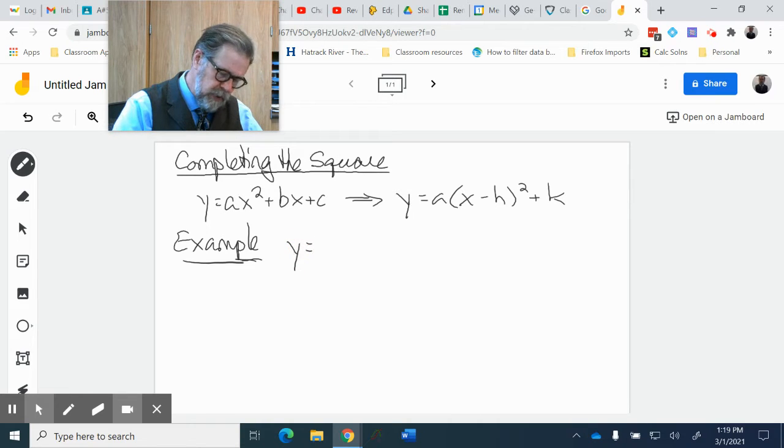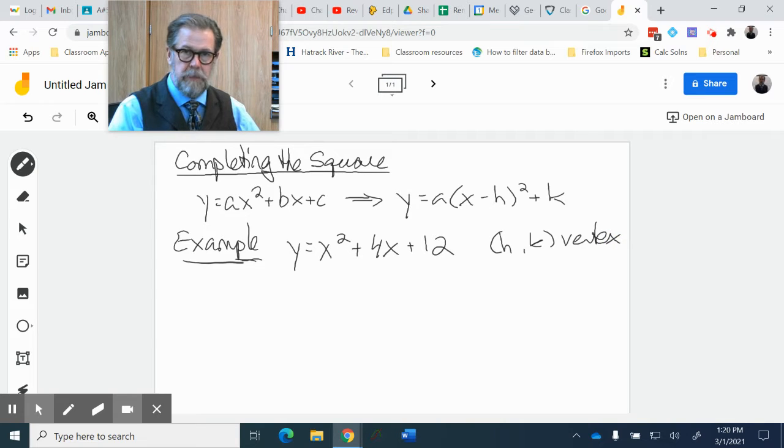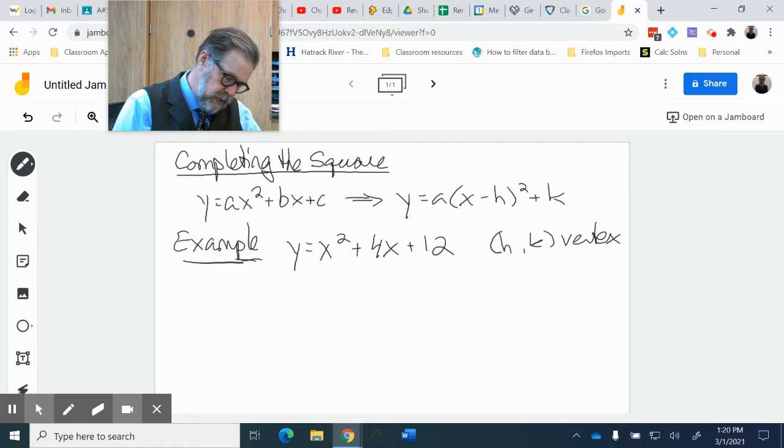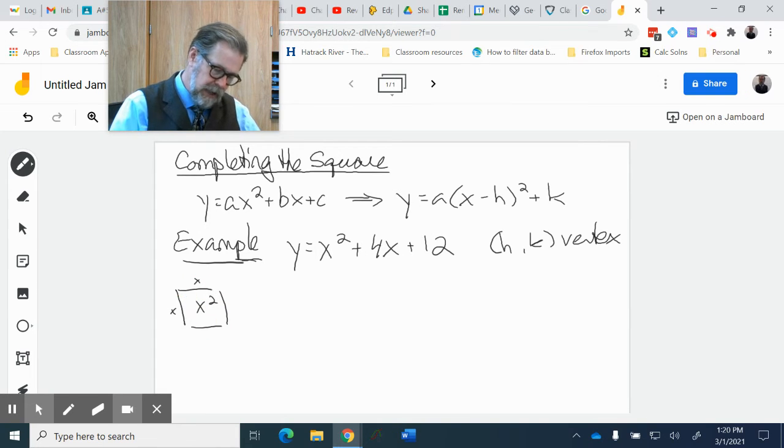So the example is y equals x squared plus 4x plus 12. And what I want to know is the vertex of this parabola. Right now I'd have to find the intercepts, and once I'd found the intercepts, I'd have to use those to find the vertex. But instead, I'm going to take my algebra tiles, and I have one x squared tile, which of course has dimensions x by x.